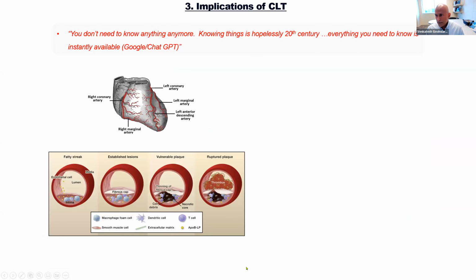Now, there is also another kind of complaint which I often hear, and alarmingly also from some teachers. And the complaint goes like this: you don't need to know anything anymore. Knowing things is hopelessly 20th century, and everything you need to know is instantly available. And the examples cited are sources like Google and ChatGPT and so on. That is, students no longer need to learn these difficult subjects, and they can always look things up when needed. So essentially, the implication is the 21st century learner is fundamentally different from the learner of the previous century.